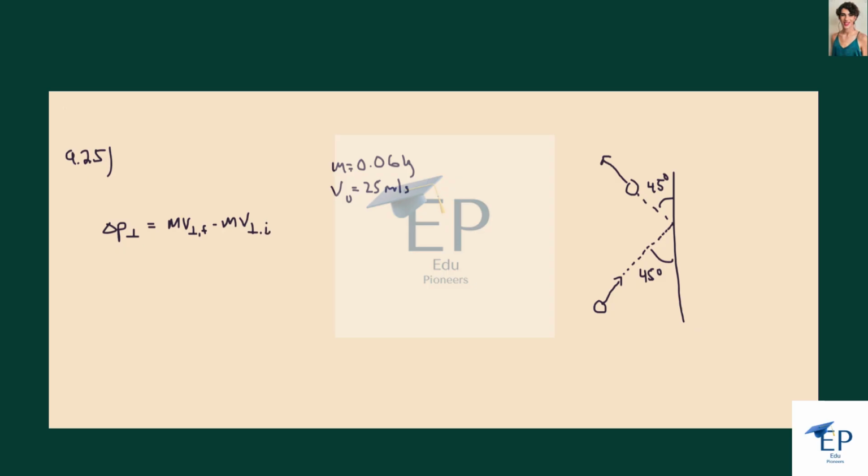Okay, so let's just do that. So this becomes m times v naught sine of 45 degrees to get the final perpendicular velocity, and then we can subtract off negative v naught sine of 45 degrees because it's moving in the opposite direction in the x component initially. So this just becomes 2m v naught sine of 45 degrees.